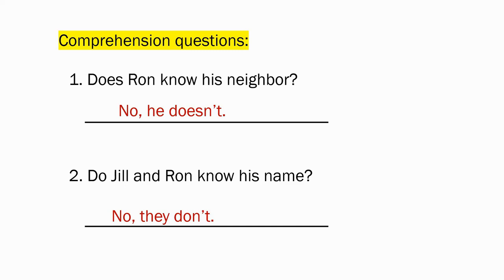How do they say their answer? If they know the name of their neighbor, they would say, yes, they do, without not. And the answer is positive. If positive, you will say, yes, they do. All right? Since they don't know the name of their neighbor, they would say, no, they don't. Negative answer.